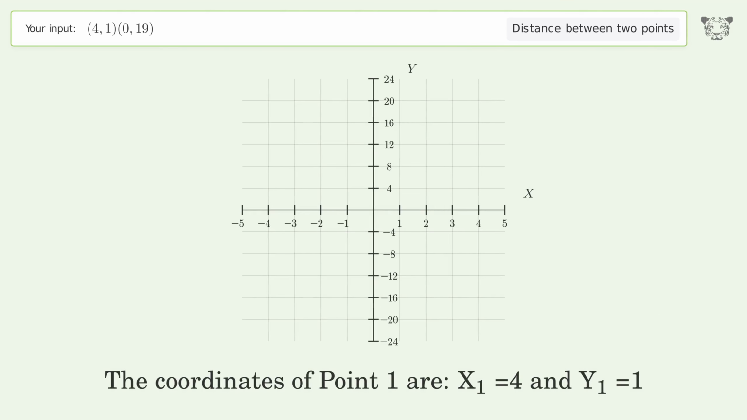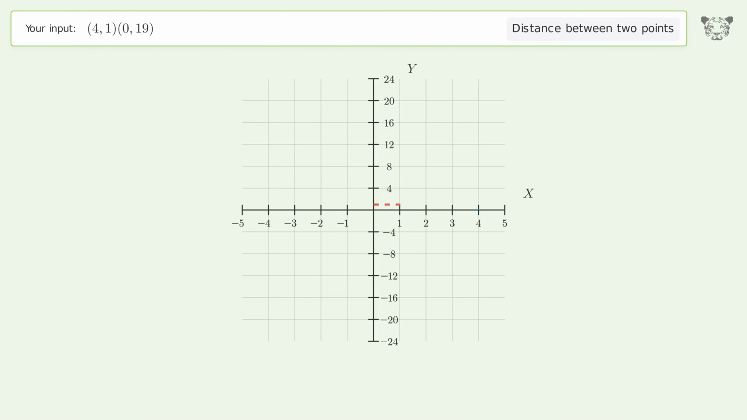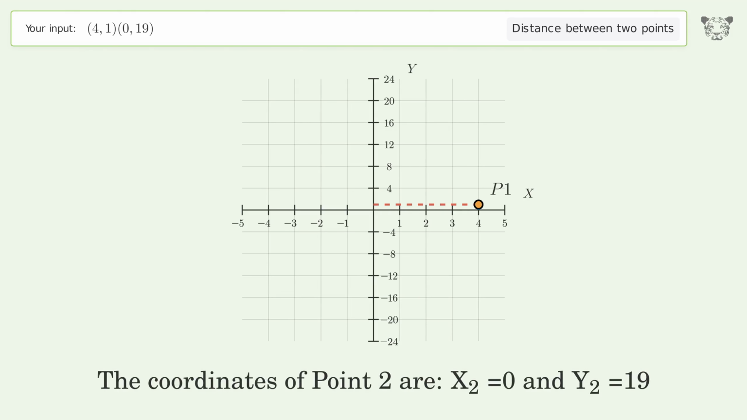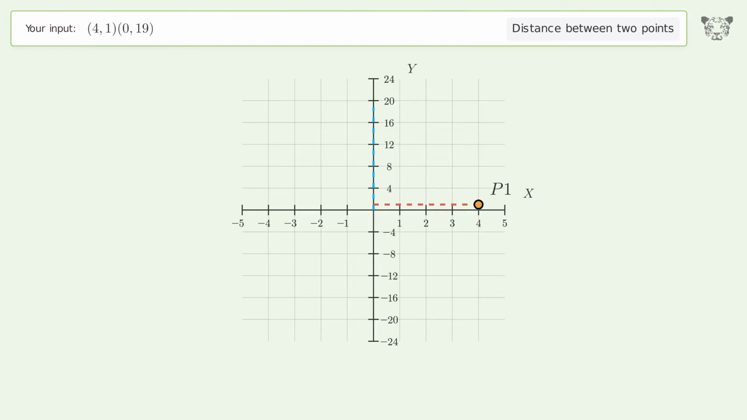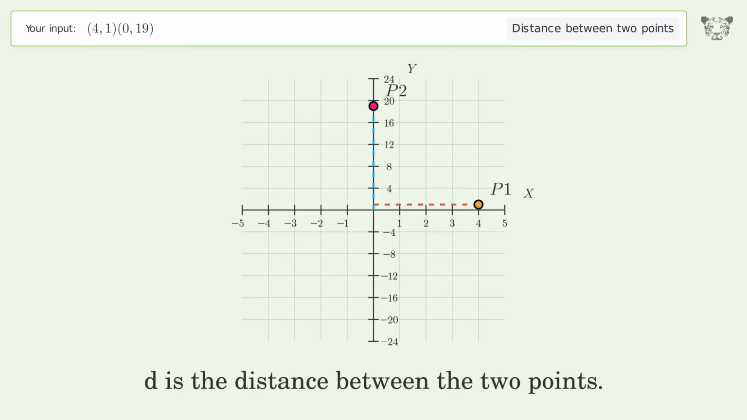The coordinates of point 1 are x1 equals 4 and y1 equals 1. The coordinates of point 2 are x2 equals 0 and y2 equals 19. D is the distance between the 2 points.